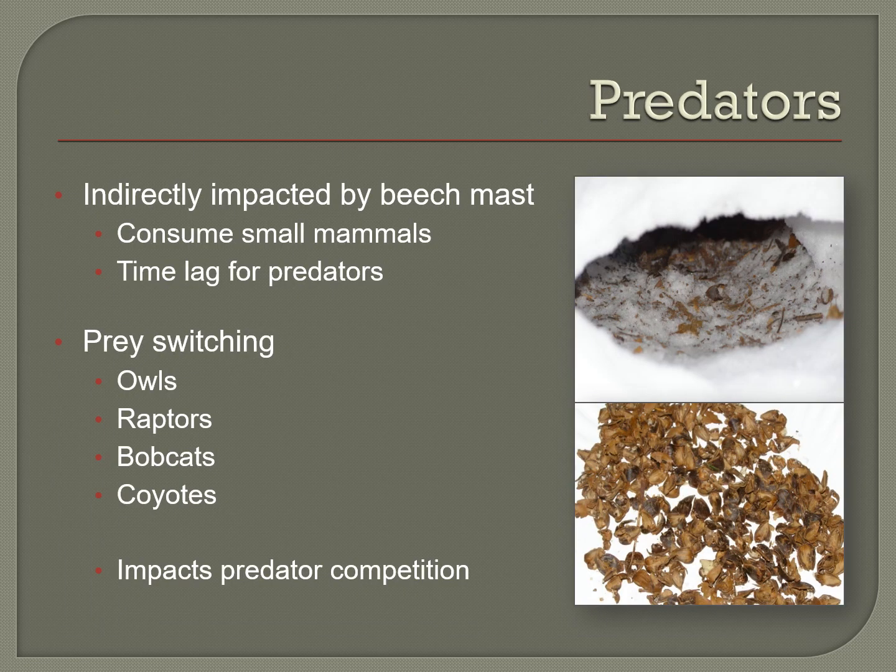If we talk about predators, they are often indirectly impacted by beech mast because they're consuming the animals that are eating the beech nuts. There's usually going to be a time lag, and I'll show you some data to that effect. We often see predators switching prey items when something is more available and easier to catch or more numerous. So these would be owls and other raptors, bobcats, coyotes, a lot of the generalist predators that are willing to switch. If there suddenly are a lot of mice on the landscape, they will target those animals, for example. So beech nut production over time actually can impact predators' numbers, predator demographics, and competition between predator species.